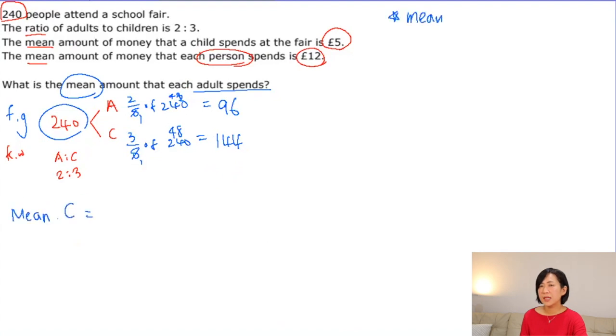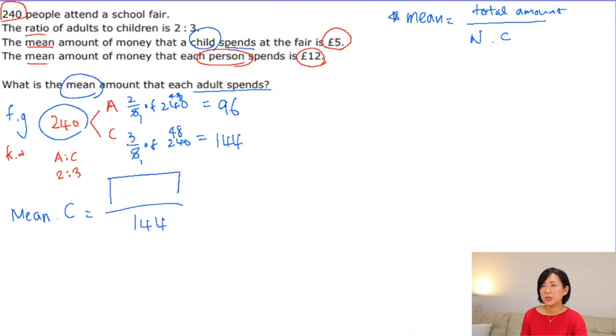Think about the mean. As I said, how do we calculate the mean? You always divide the total amount of something by the number of cases, right? So as you can see, for the mean of children's spending, how many children are there? We've got 144 children. Then we divide the total spending of children by this. We don't know it, so let's put it in a box. But at least we know the mean of children, the average spending of one child, is £5.